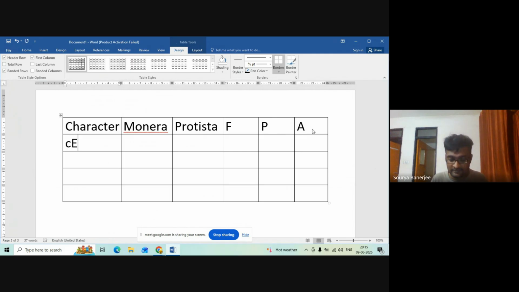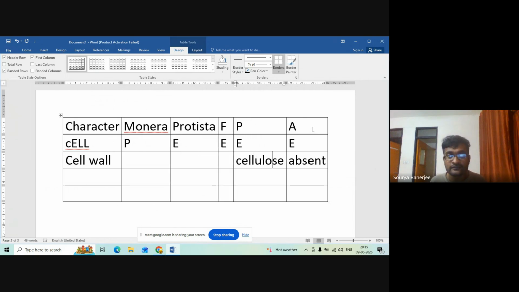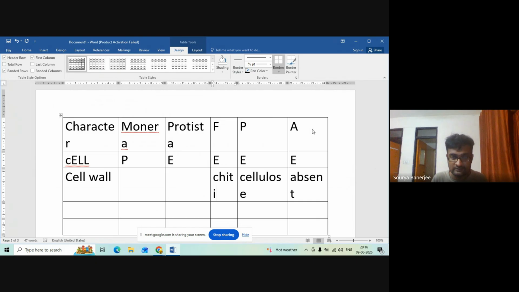First, I told you these five kingdom classification is based on cell structure also. So what kind of cell is it? In case of Monera, the cell is prokaryotic. All others are eukaryotic. Then coming to the cell wall first. You know that in animalia, cell wall is absent. In case of plants, the cell wall is made up of cellulose, right? In case of fungi, cell wall is present, but it is made up of chitin.